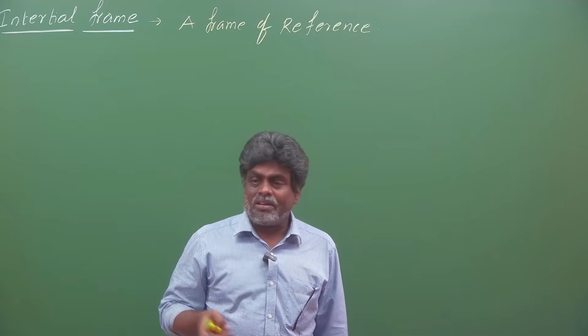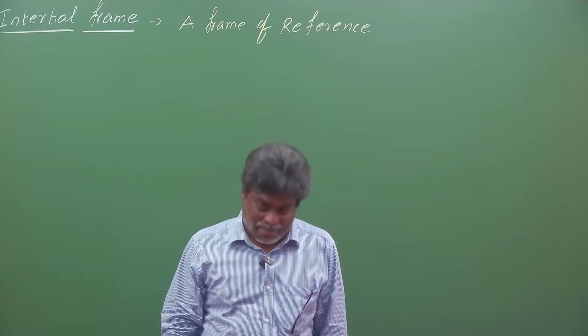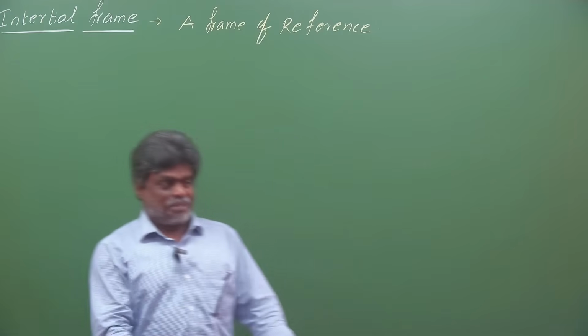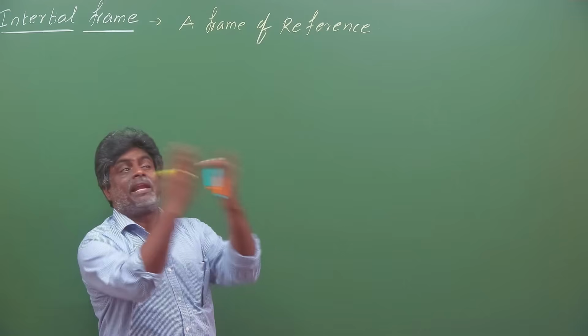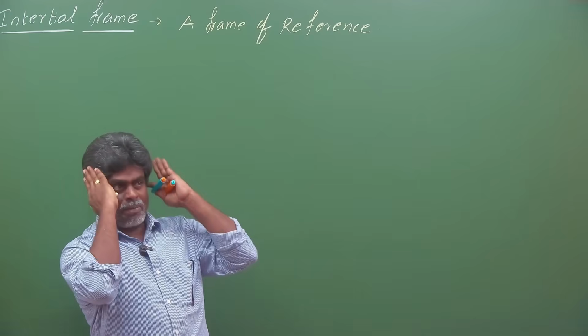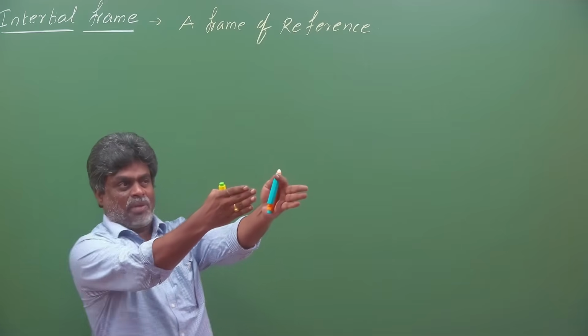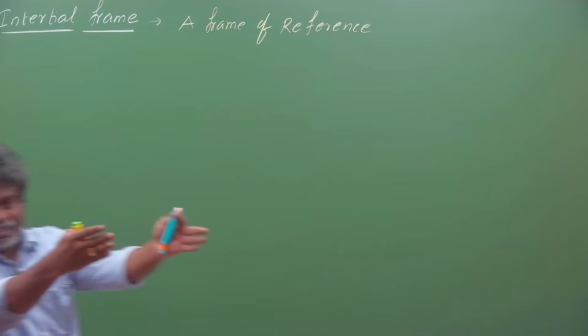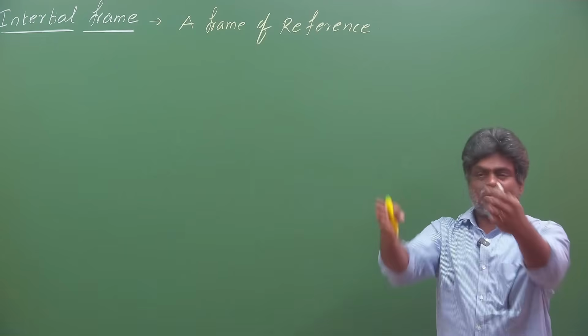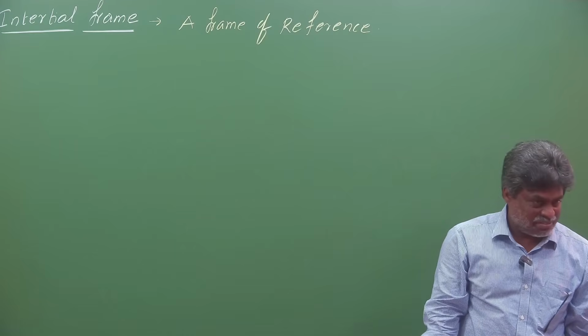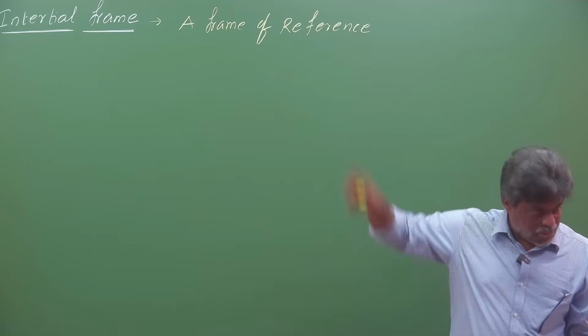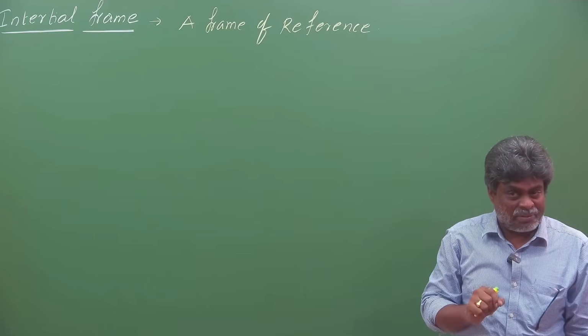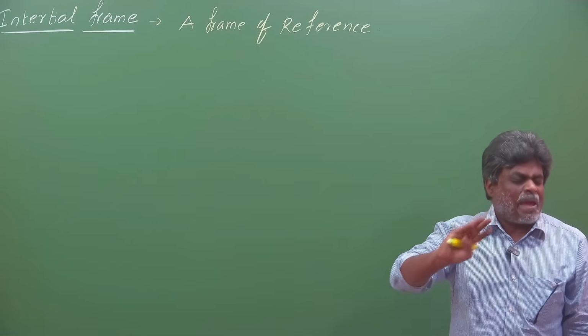Next, second one, space is isotropic. That means whatever may be the direction of measurement, now you are measuring in this direction, you got one value, and you change the direction, its value will never change. That frame of reference is called an inertial frame of reference. That property is called space is isotropic.